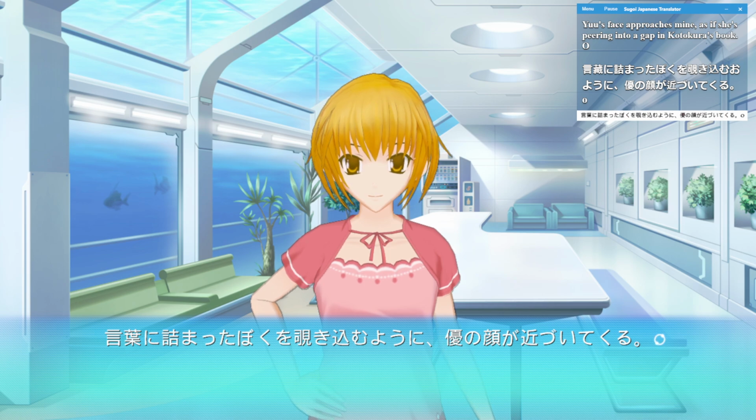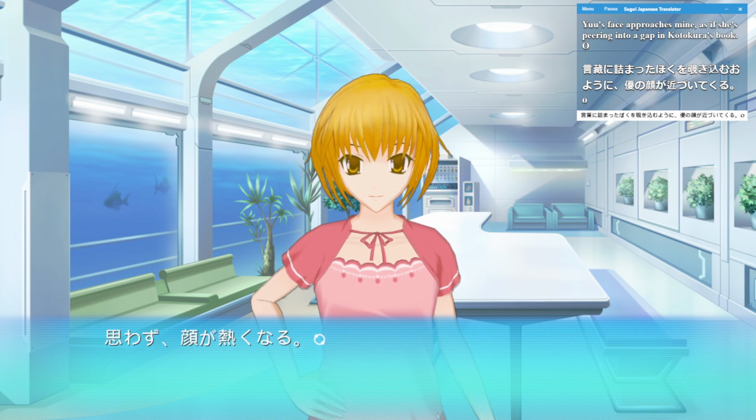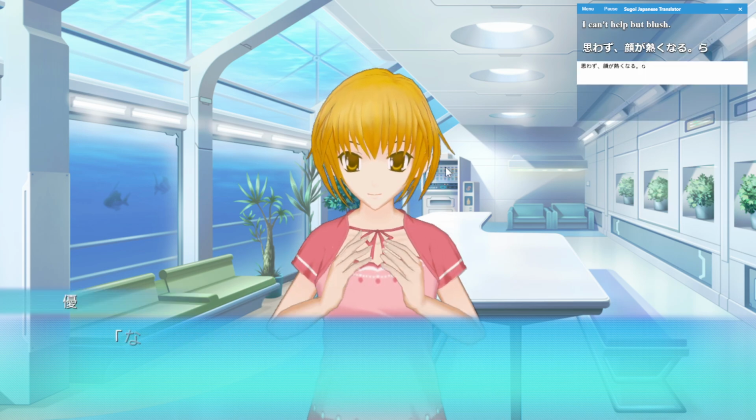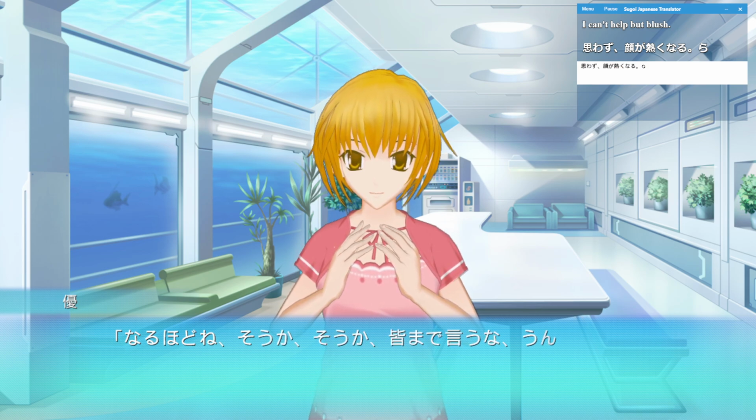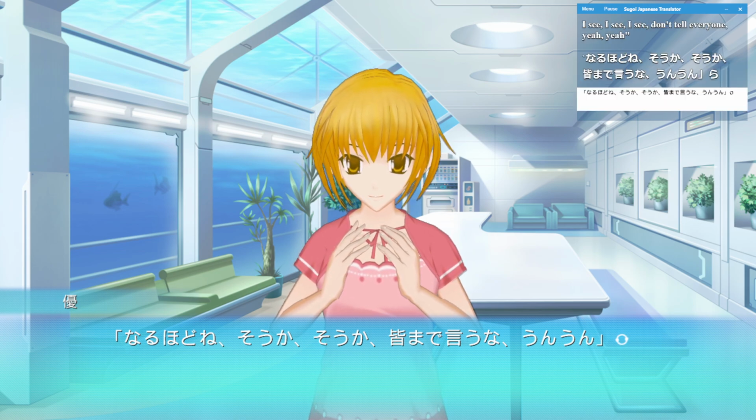Yu's face approaches mine as if she's peering into my mind, doing that pose where she reads your mind. I probably pasted this into Google Translate and got nothing more useful out of it. That's why it's stalling so much. Something to note, though, is that I think the first two kanji in this mean word. I can't help but blush. Yeah, I see, I see. Don't tell everyone. Yeah.